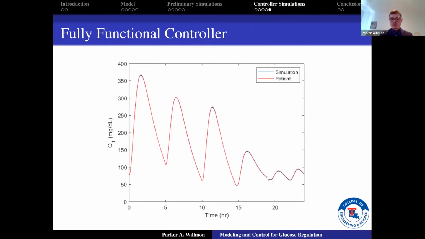As you can see here, the glucagon oscillates around 100 milligrams per deciliter, which is exactly where we would want it to be. The delay between the glucagon and the blood sugar is much smaller than the time delay between the insulin and the blood sugar, and that's why these oscillations are much smaller, because the system can react much more quickly.